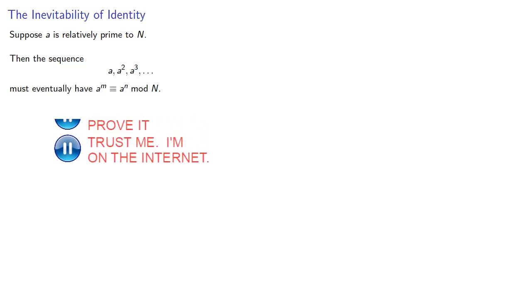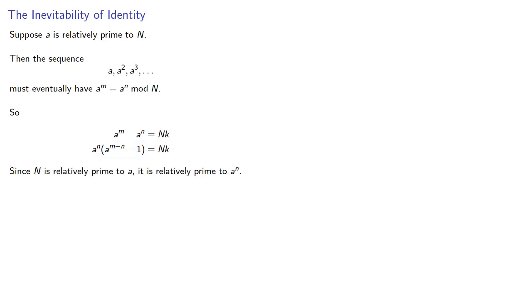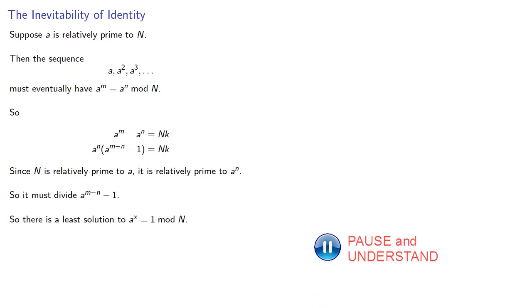So again, suppose A is relatively prime to n. Then the sequence a, a squared, a cubed, and so on must eventually have a to the power m congruent to a to the power n, which means their difference has to be a multiple of n, and we can factor. And when n was prime, we used this factorization to conclude that n had to divide a to the m minus n minus 1. But n is relatively prime to a, and so that means it's also relatively prime to a to the n, which means that it has to divide a to the m minus n minus 1. And so again, there is a least solution to a to the power x congruent to 1 mod n.